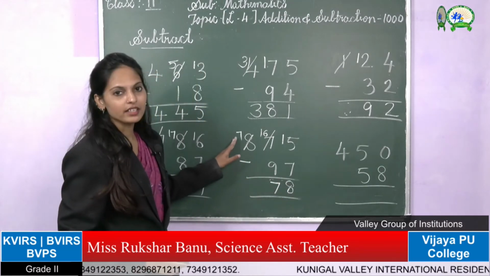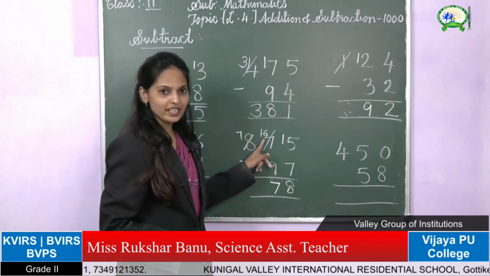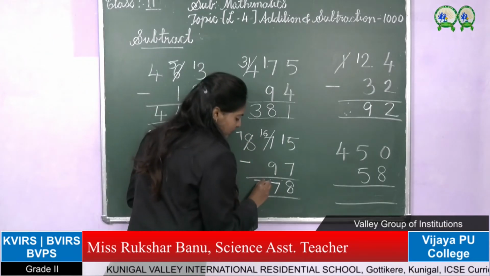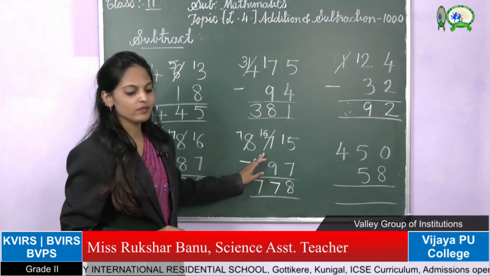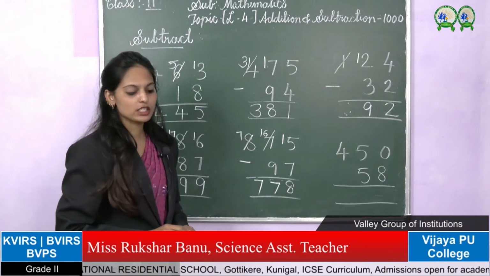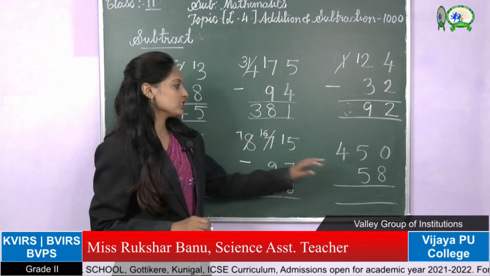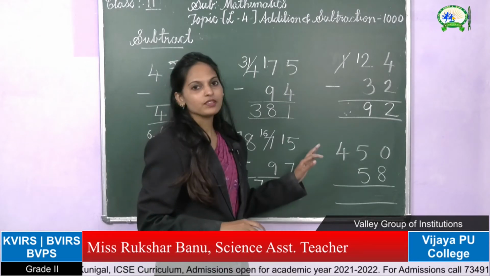Next here 7 is there. So 8 was there. From 8 we took already one number. So here 7 is there now. So 7, only one number is there. So we have to write here 7. That means 875 minus 97 is equal to what? 778. Is it clear? Next one is 450 minus 58.